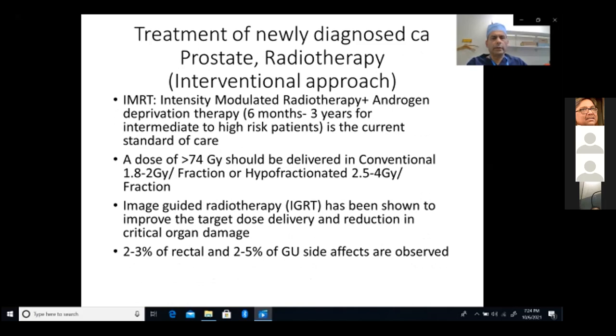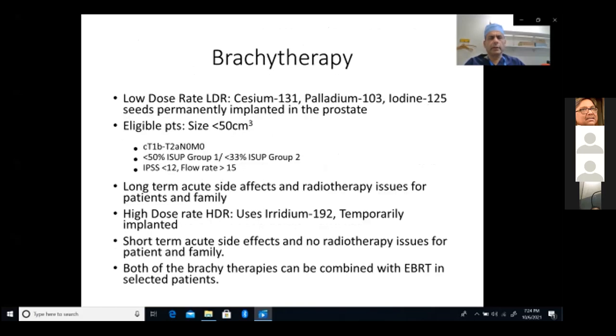And this slide is regarding IMRT, intensity modulated radiation therapy, where this is high grade cancer with androgen deprivation for 6 months to 3 years, depending upon the PSA and the grade of cancer.